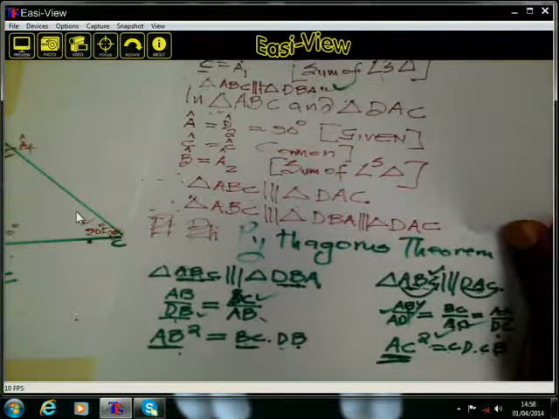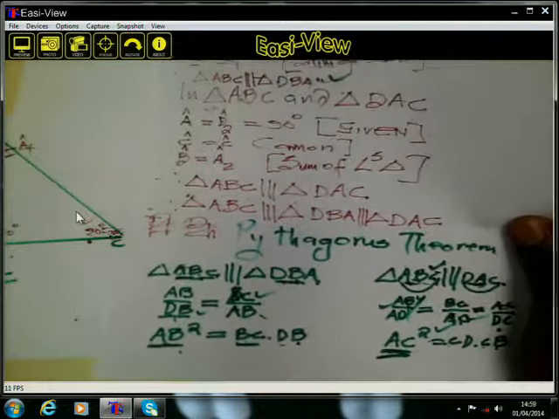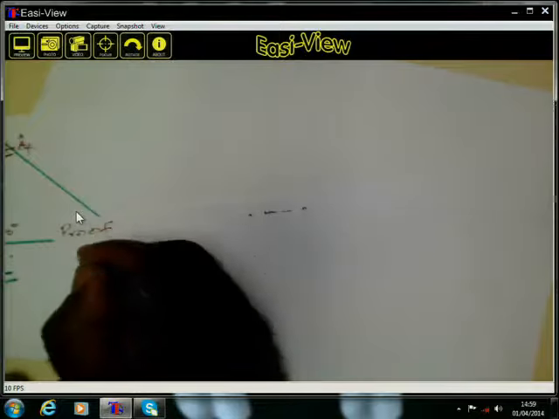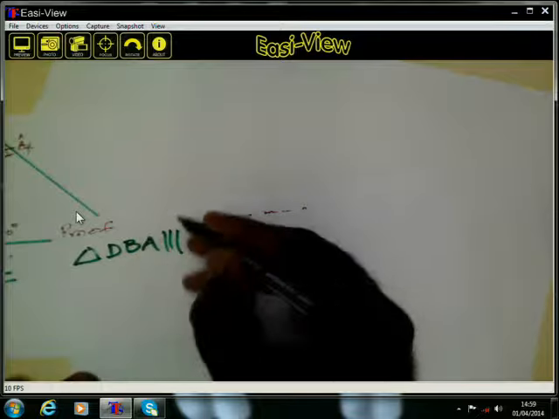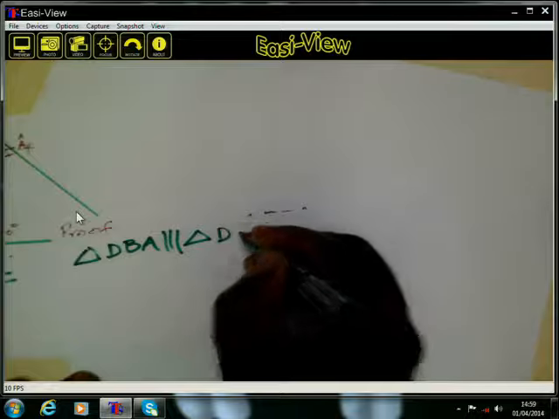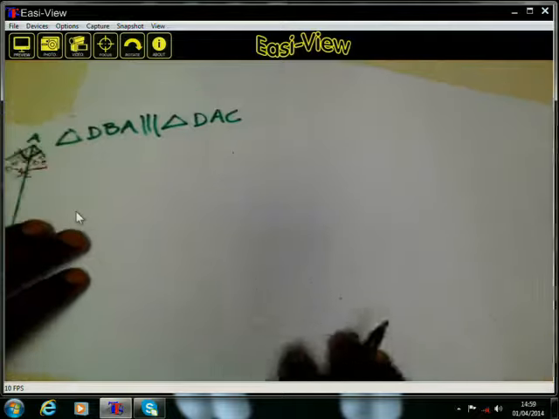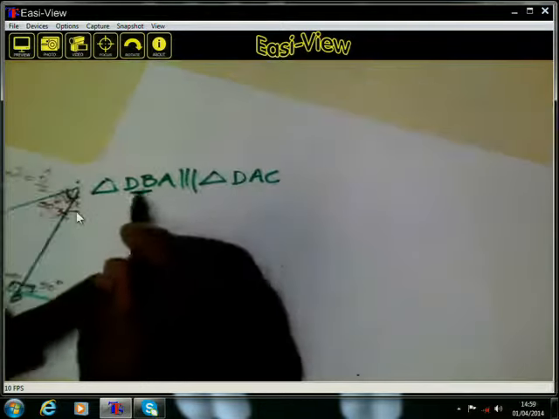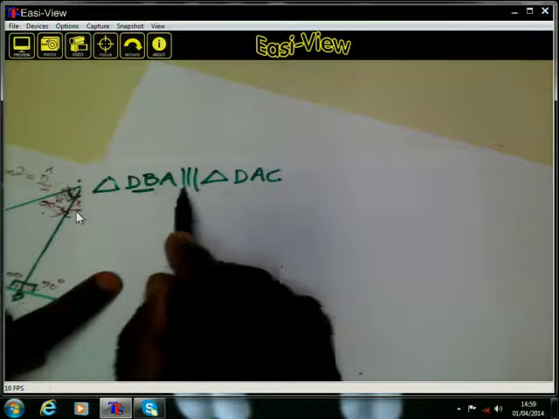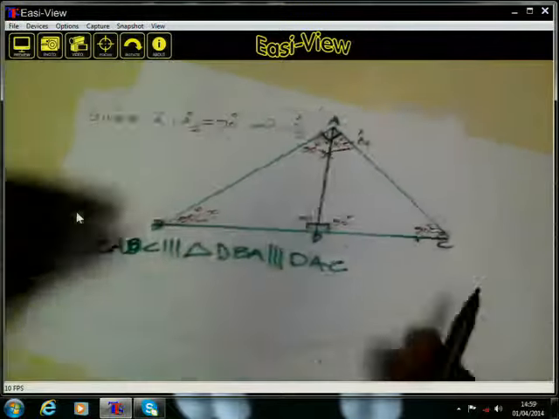Now let me take the last one because I want to have all these sides with me. The last conclusion will be that triangle DBA is also similar to triangle DAC. Both of them are similar to the bigger triangle ABC, so they are similar to each other. This is the conclusion that we have come up with.